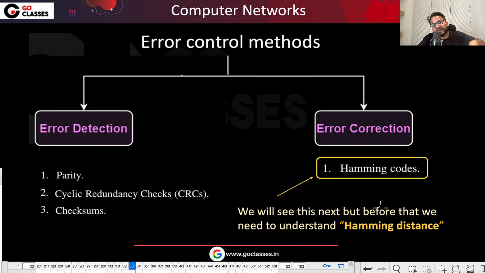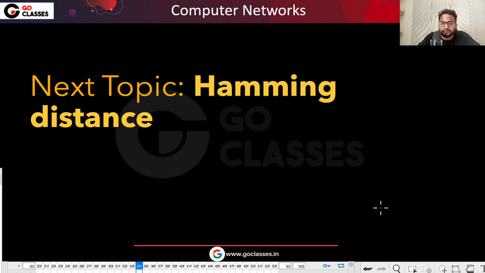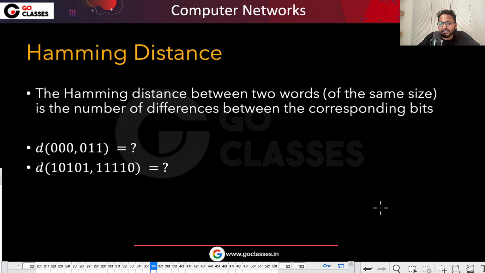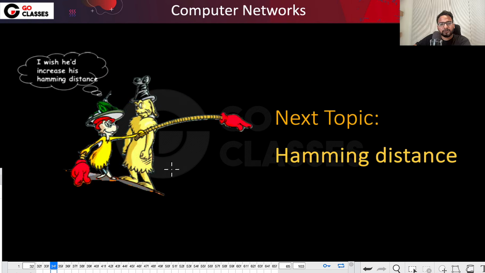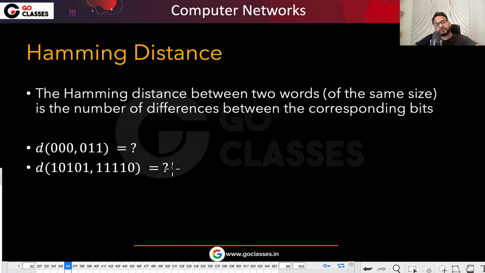You not only get to know that there is an error, you can also correct it, because you know the position, that this bit got flipped. How to know this? We will see. So for that, let's first see what is the Hamming distance. Let's now see the next topic, which is Hamming distance.